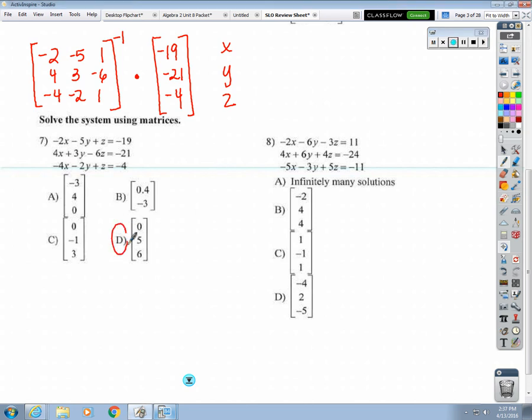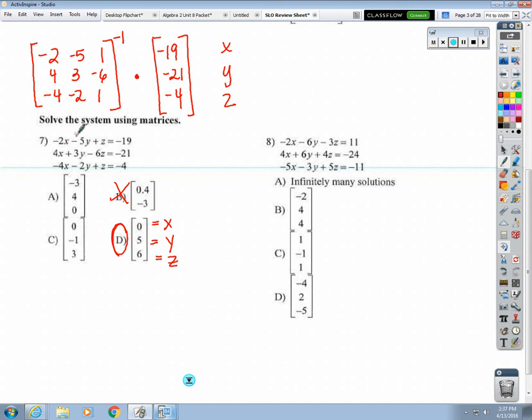It's D. Guys, B could never work. We need an x value, a y value, and a z value. There's only 2 elements there, so B is out of the question. Now, what that means is that x is 0, y is 5, and z is 6.